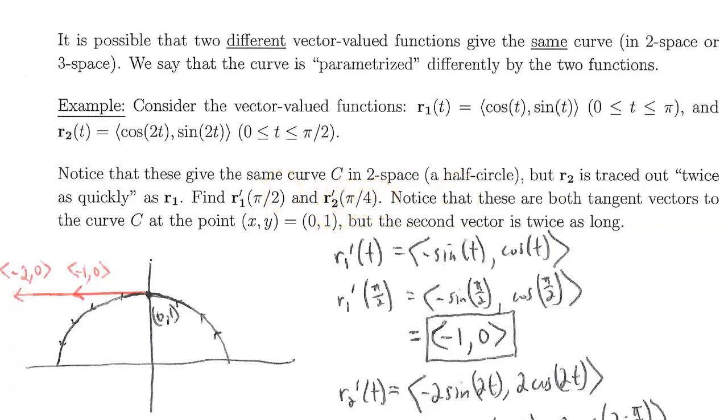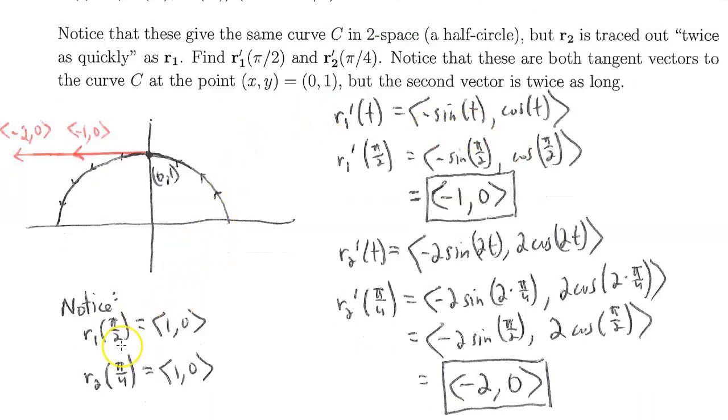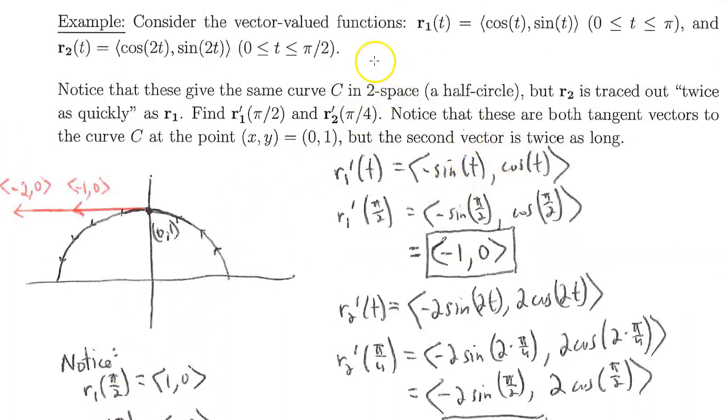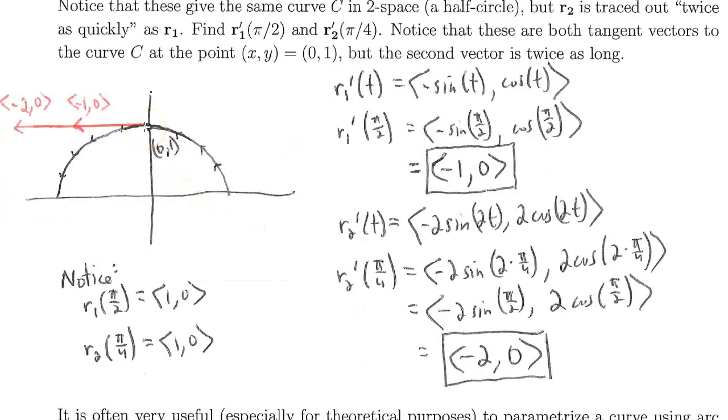Now notice these are the same point here. So r1 of pi over 2, if you plug in pi over 2 for r1, you're going to get 0 comma 1. I mistakenly wrote 1 comma 0 there. And r2 of pi over 4 should say 0 comma 1 as well. That's right here. So these should say 0 comma 1. But what's the tangent line there at 0 comma 1? What's the tangent line?